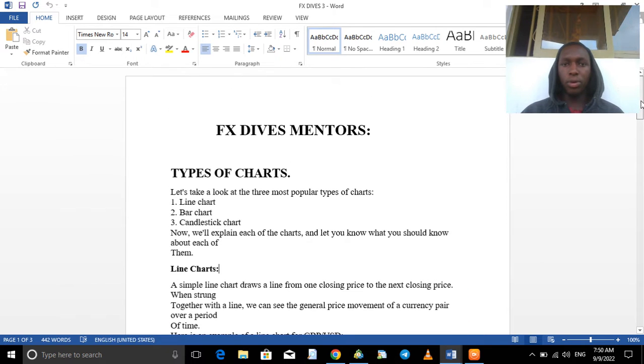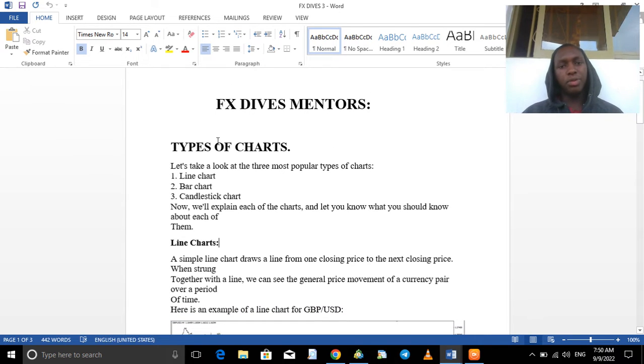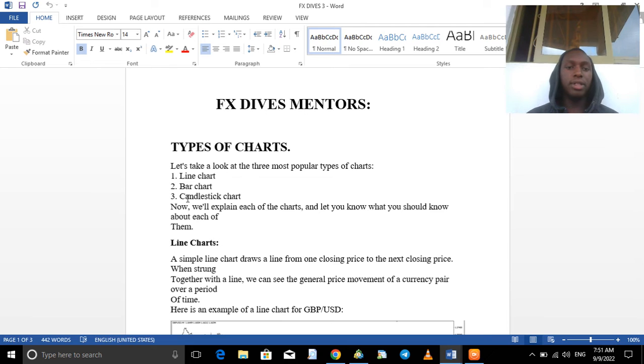Breaking down all these things. Now, types of charts. Let's take a look at the three most popular types of charts. First, number one, we have what we call a line chart. Number two, we have what we call a bar chart, and number three, we have what we call a candlestick chart. Now, I'm going to be explaining one by one. First, we have line chart, bar chart, candlestick chart. Now, we'll explain each of these charts and let you know what you should know about each of them.